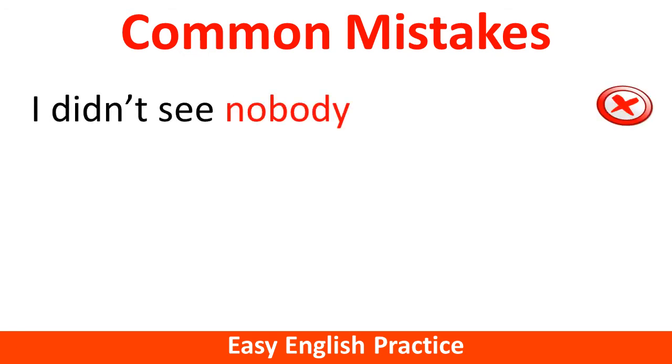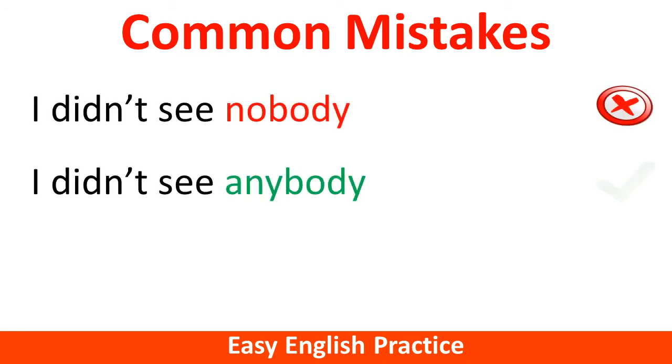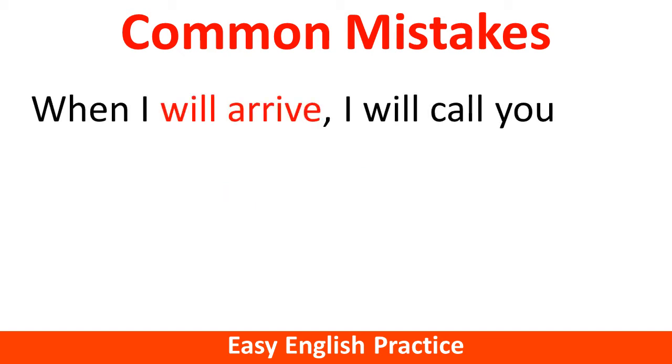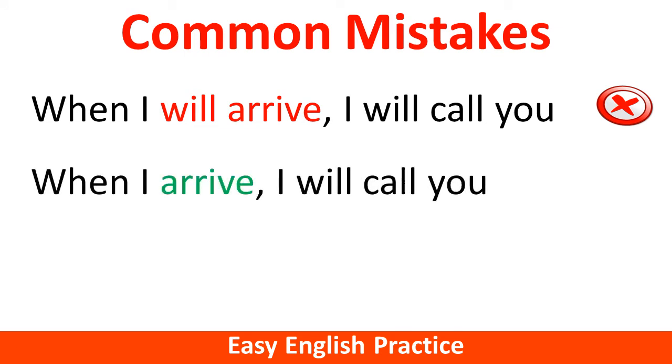I didn't see nobody. The correction is, I didn't see anybody. We use nobody for a positive sentence when there is no item, like nothing. We use anybody for a negative sentence or when we ask a question. When I will arrive, I will call you. The correction is, when I arrive, I will call you. When you use when, you have to put the verb in the present simple because it's a time clause.